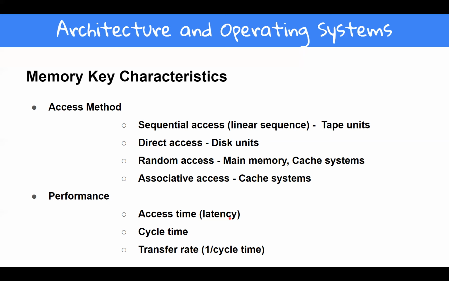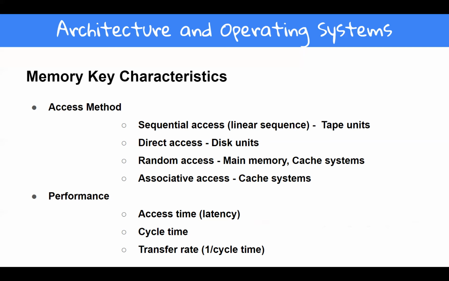For random access memory, access time is the time it takes to perform a read or write operation. That is the time from the instant that an address is presented to the memory to the instant that the data have been stored or made available for use. Access time for the random access method is constant. For non-random access memory, access time is the time it takes to position the read-write mechanism at the desired location.